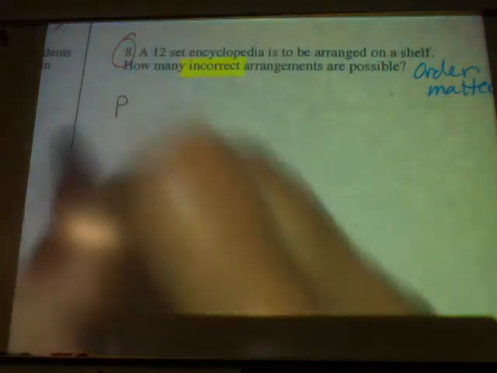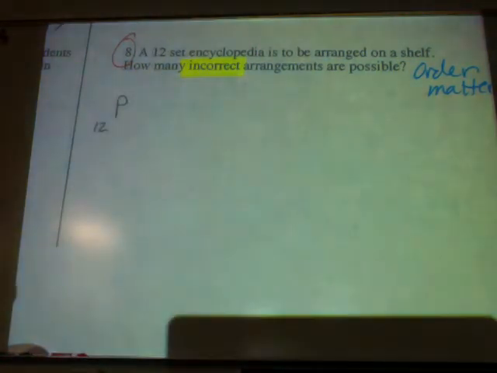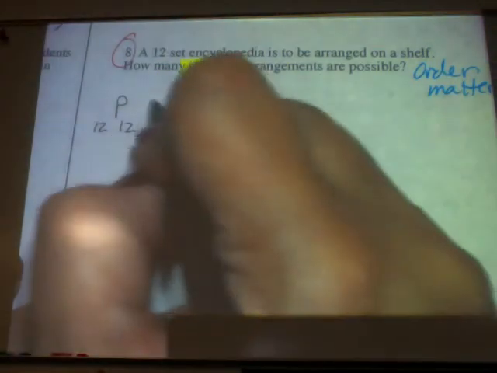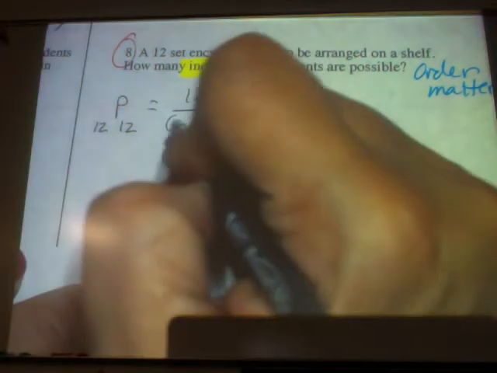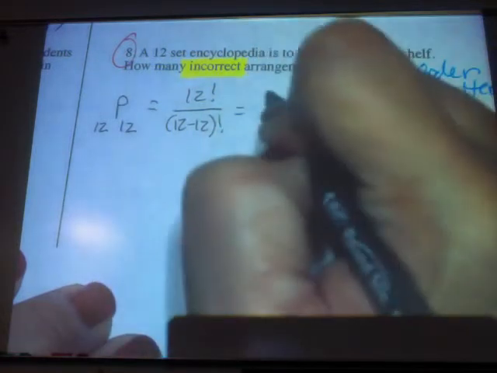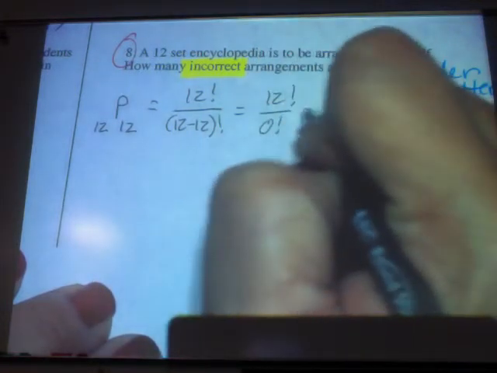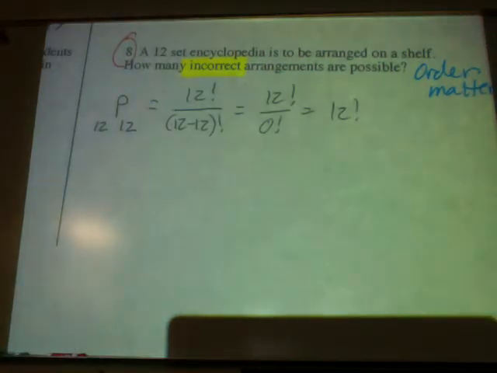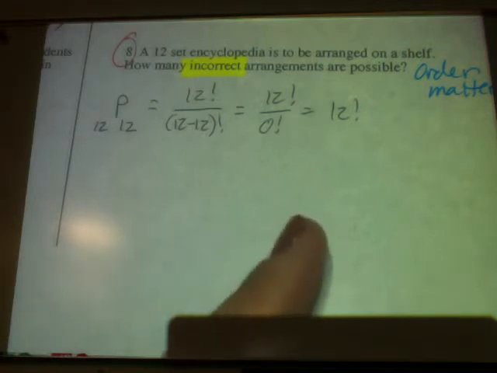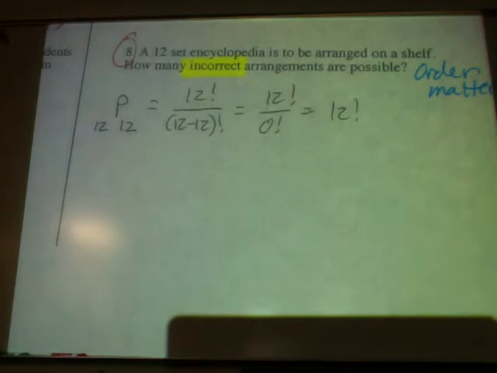So since we have a permutation, how many total items do we have to choose from? 12. How many items are we arranging? 12. So we end up with 12 factorial over what? 0. Yeah, 12 minus 12 factorial, which is 12 factorial over 0 factorial, which is 12 factorial, right? And isn't that no different than earlier on when we were doing factorials at the very beginning, and I think it was 14, 1? We were just arranging things in order. Didn't we just do a factorial? Because when you arrange things in order, a line on a shelf, wherever, it's just a factorial.